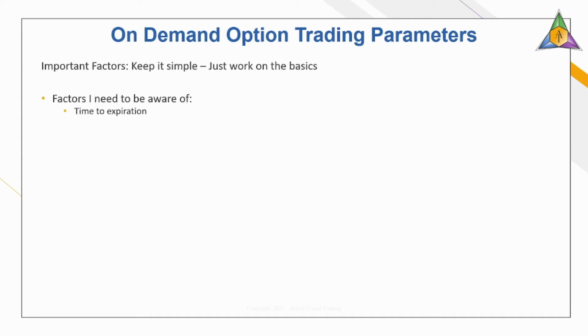What are the factors that I need to be aware of in doing this? I need to be aware of time to expiration. I want to be aware of delta, which is how much the price of the option moves for every dollar move of the underlying stock or ETF. I want to be aware of implied volatility. Implied volatility is a very significant thing when you're trading specifically stocks, less so if I focus on trading the index ETFs or even some sector ETFs.